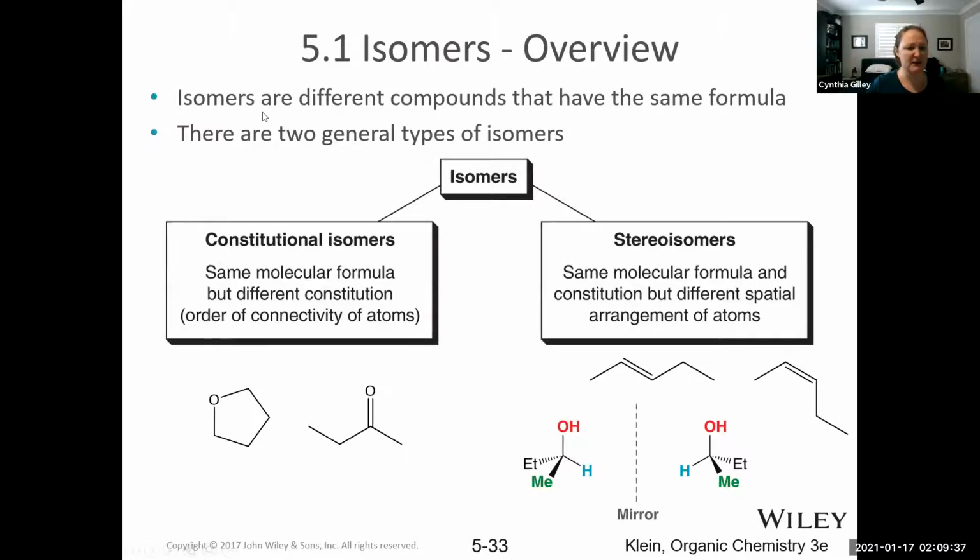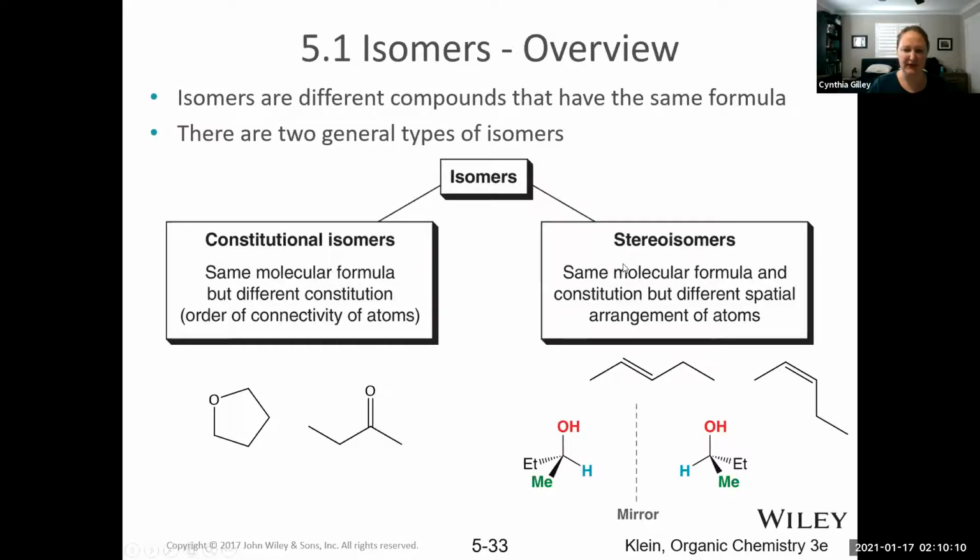Constitutional isomers have different atom connectivity. So these two structures actually have the same molecular formula. Right? It is C4H8O. Both have that same molecular formula, but the atoms are connected in a different way, and that makes them constitutional isomers. And they look very different, so it's hopefully fairly easy for you to pick them out compared to stereoisomers.